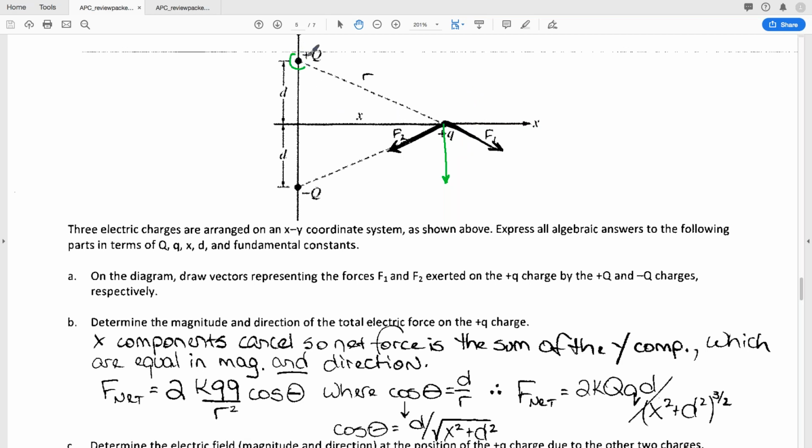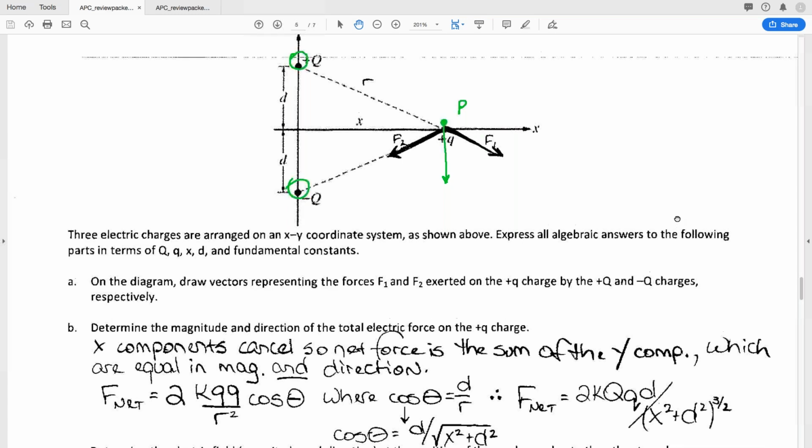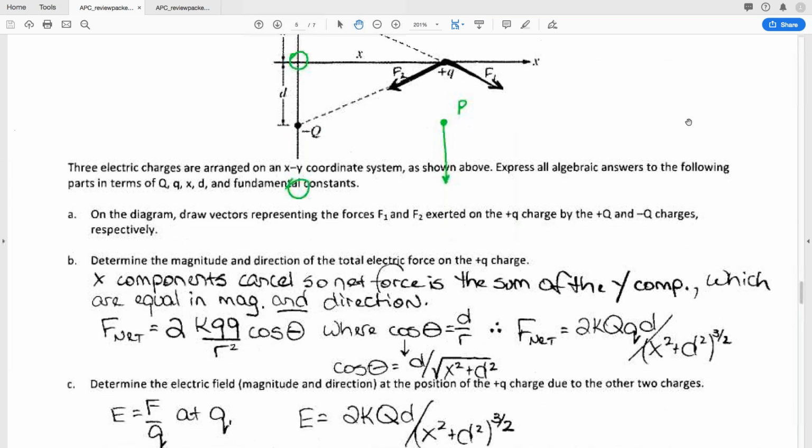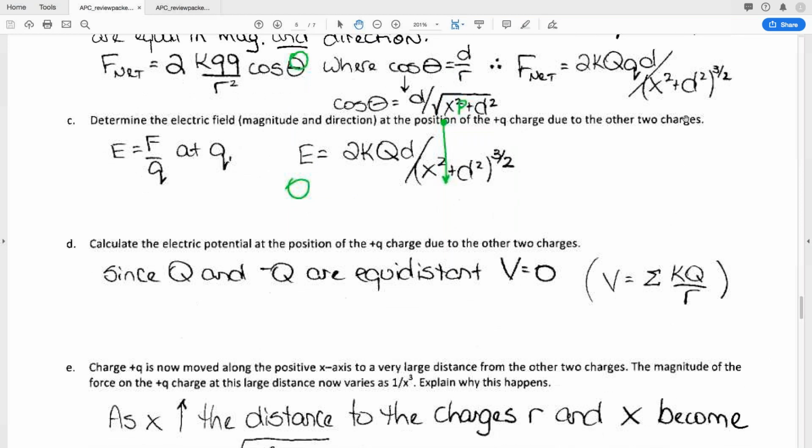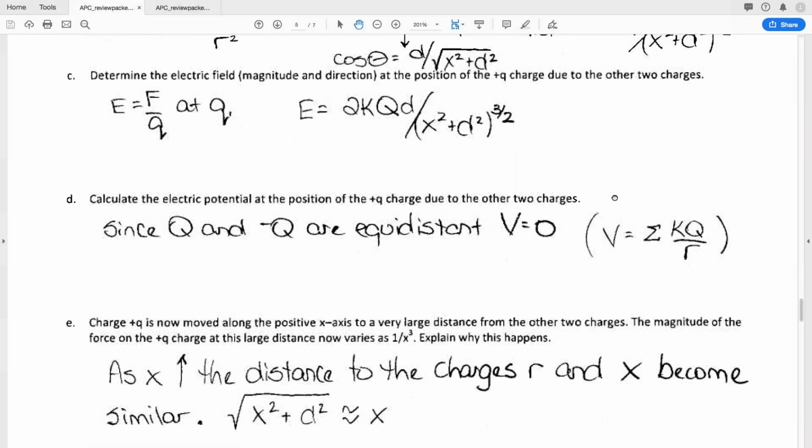There's only these two charges, positive Q and minus Q, at this point P. And so therefore, the distances away from them are the same. Remember that electric potential is a scalar quantity. And so therefore, we're just going to use KQ over R plus KQ over R. One of the Q's is positive, one of the Q's is negative, and so they effectively cancel each other out. And that's where part D comes into play.